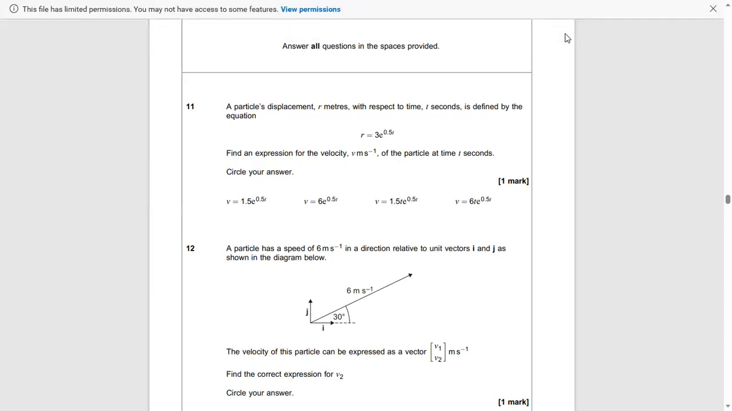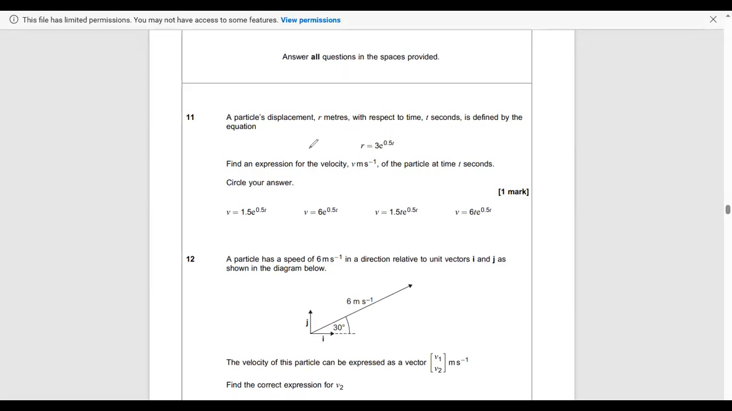Circle the correct answer. So remember that to go from position to velocity, you differentiate with respect to time. So why is that? Well, speed is the rate of change of position. That's what the definition of speed is. So the rate of change is just dr by dt. So you want to differentiate this formula for r, the position.